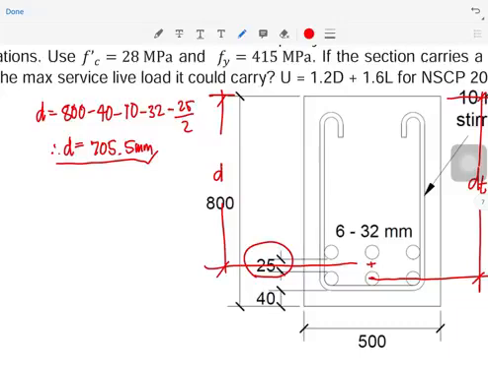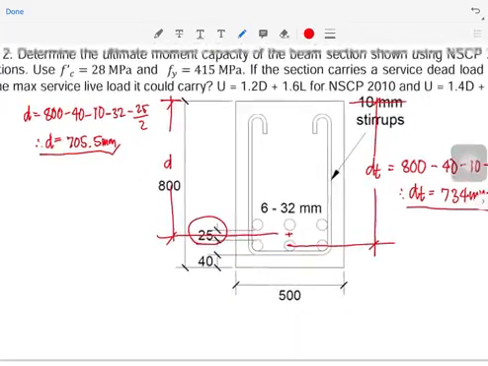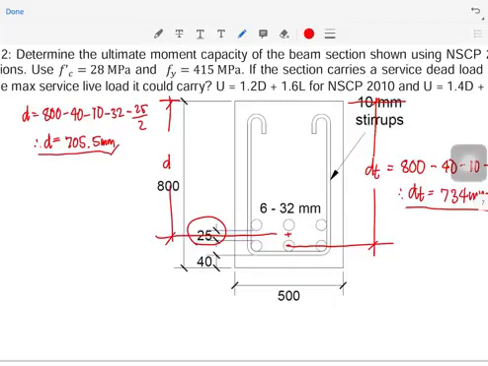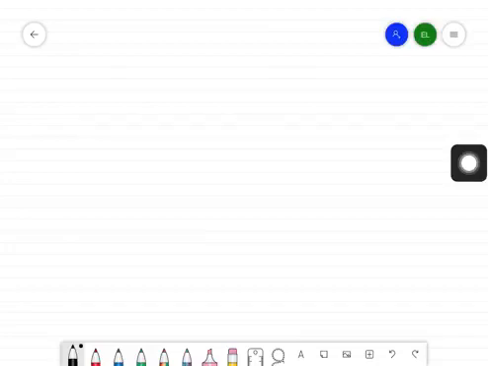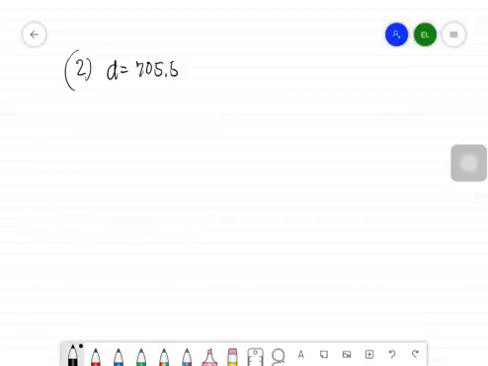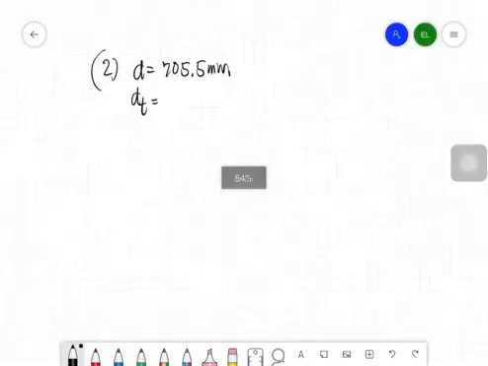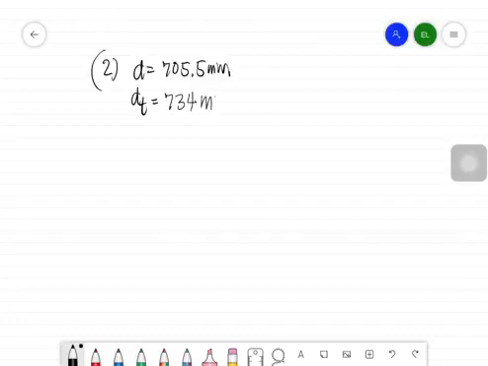Always expect that dt is greater than d, since dt is until the extreme tension reinforcement. Okay, that is for d and for dt. So let me go to the whiteboard. For number 2, we have d is 705.5 mm, then dt is 734 mm.